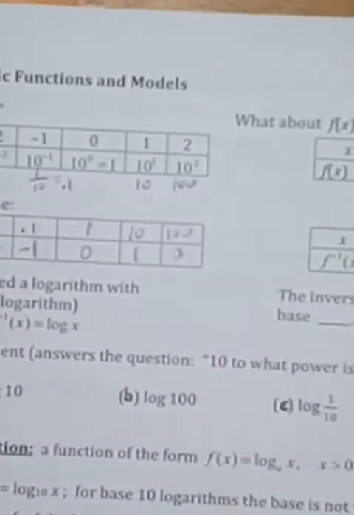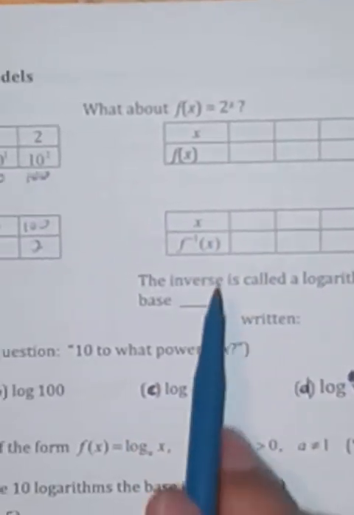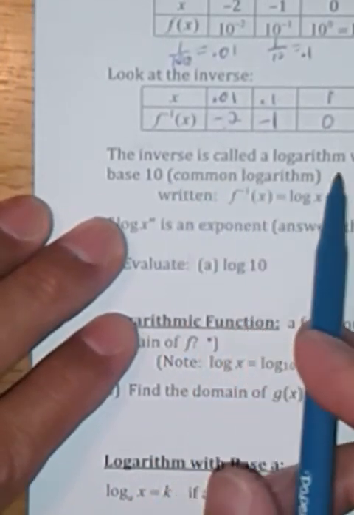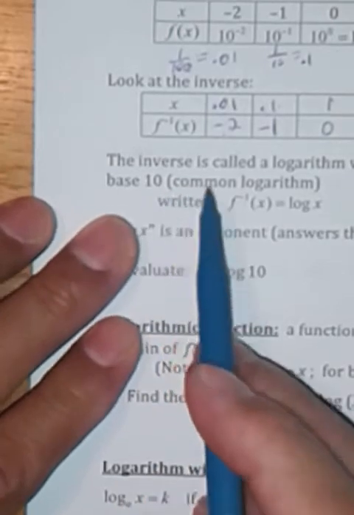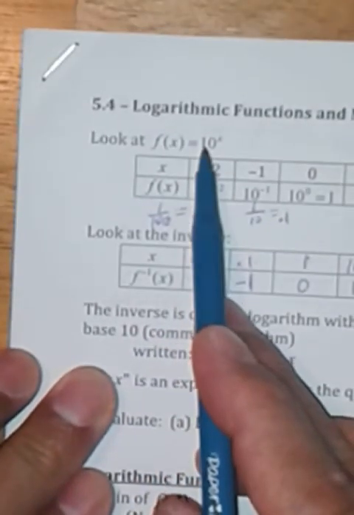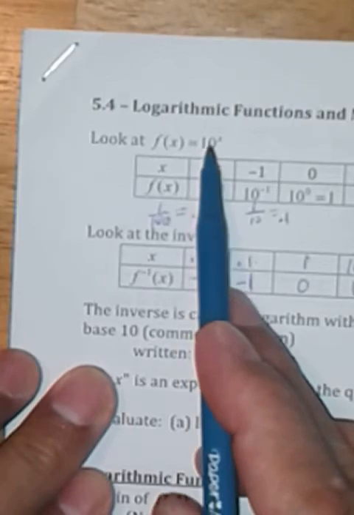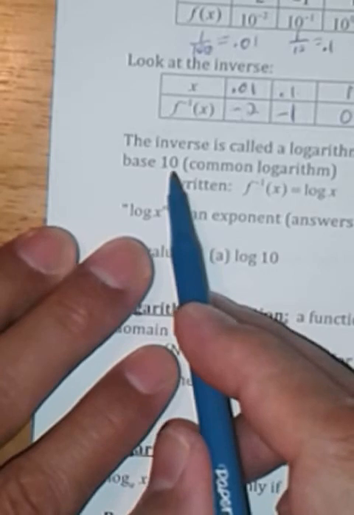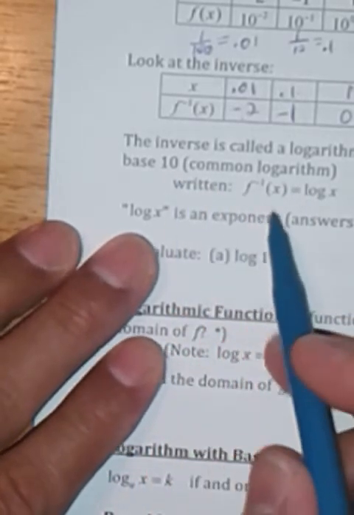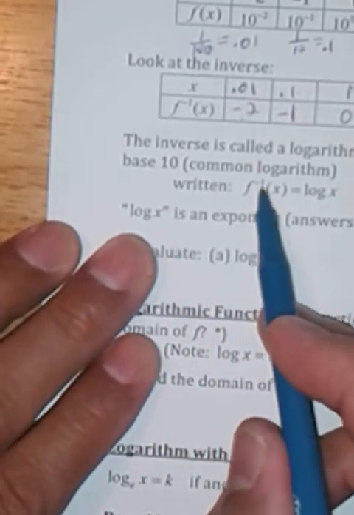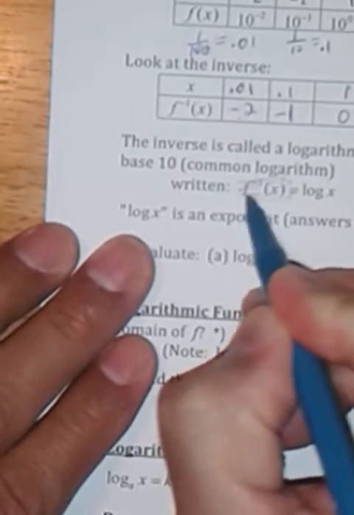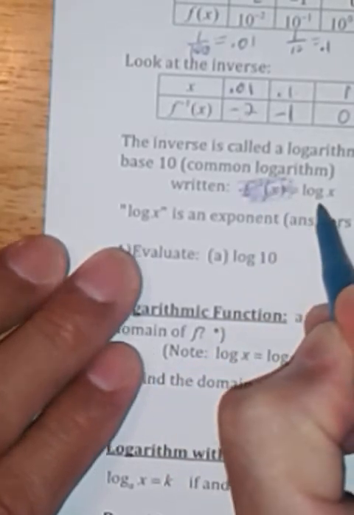That's one example, and we'll do this one all together in class for the exponential function f of x equals 2 to the x power. These inverses have special names. So the inverse is called a logarithm with base 10. And why base 10? Because that was the base on the exponential. Whatever the base was on the exponential, that's also the base on the logarithmic function. Base 10 is called a common logarithm, and it's written this way. We think of it as f inverse of x, but it's written log of x. We don't write f inverse of x. We just write this part, log of x.